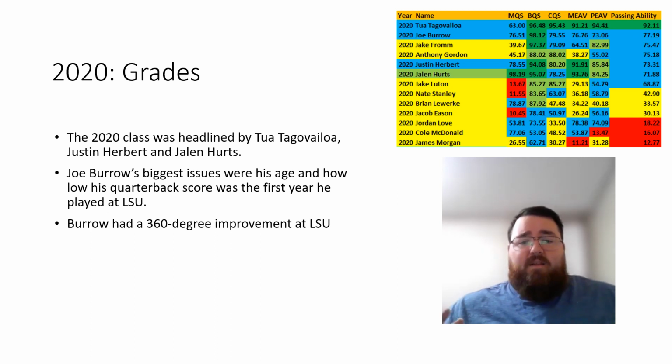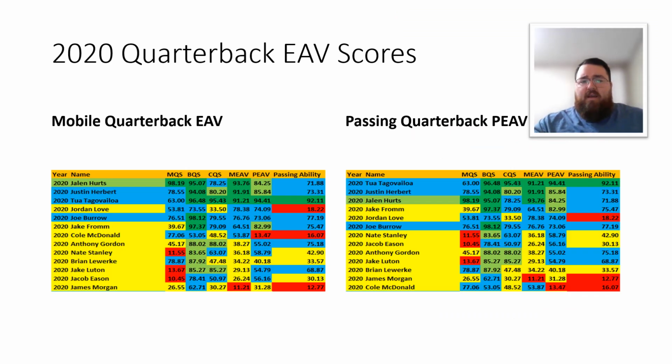But it's clear that Tua, who has had a lot of struggles in his career, was the top quarterback here. But again, looking at the MAAV, which is the mobile quarterback score, and then the PAV, Burrow just didn't really have a shot at all in terms of the data here.